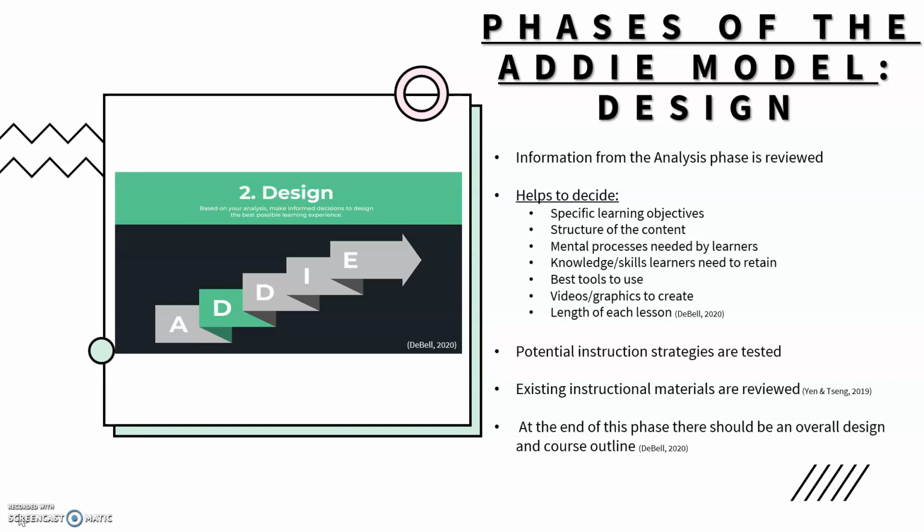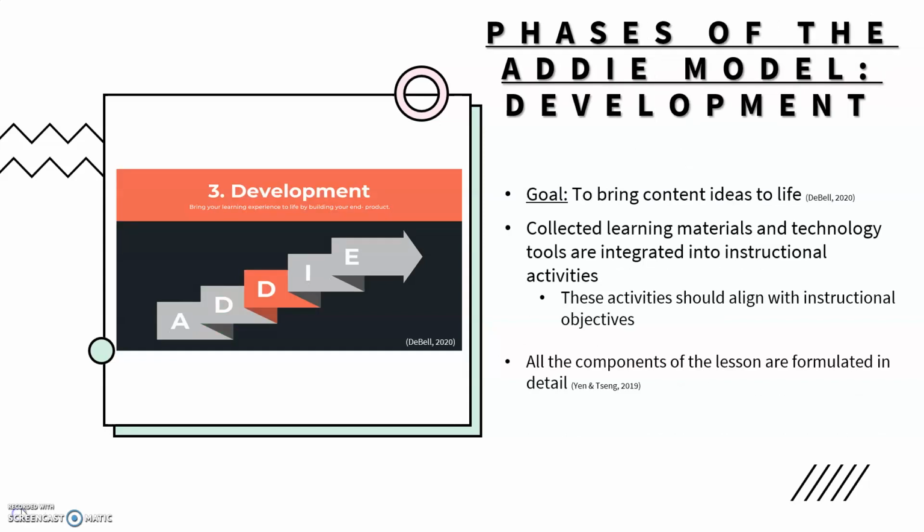During this phase, potential instructional strategies are tested and existing instructional materials are reviewed to help designers determine if the materials apply to the plans under development. Overall, the design phase helps to map out the process of how learners will achieve desired learning objectives by creating a course outline and overall design. The third phase in the ADDIE model is development.